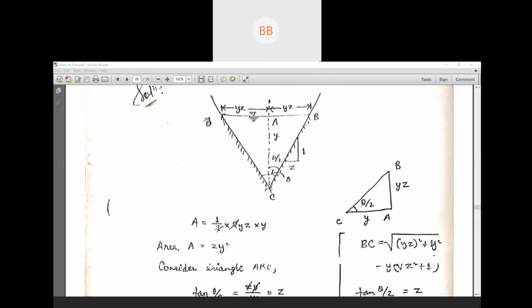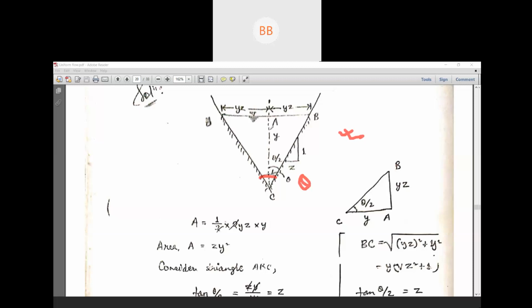So here, a triangular channel is given, and side slope is given 1 is to z, z horizontal is to 1 vertical. Then we have considered this whole angle as theta. You kindly draw this diagram. So this whole angle we have considered theta.